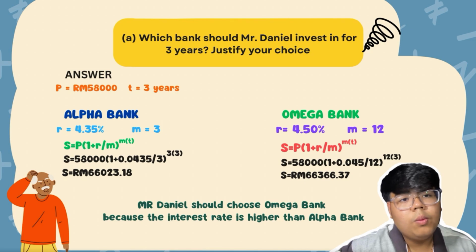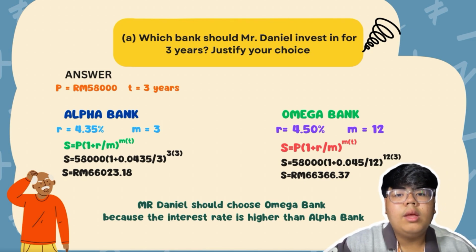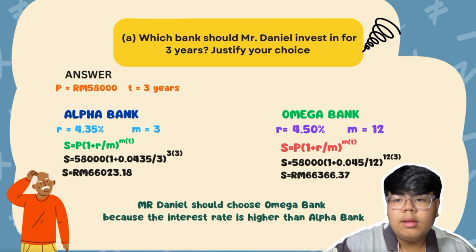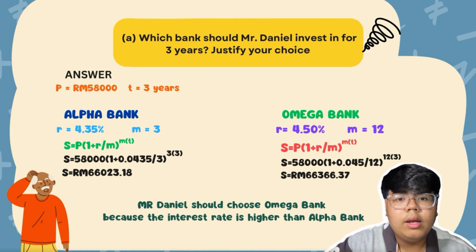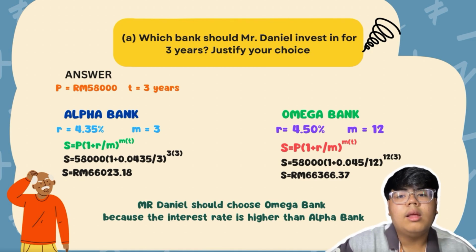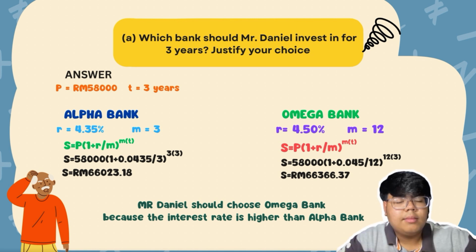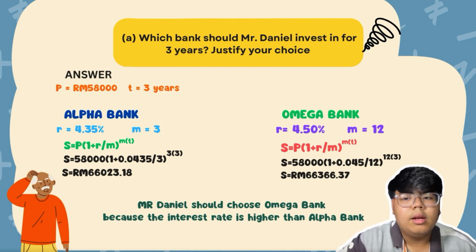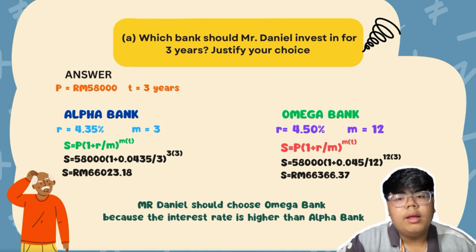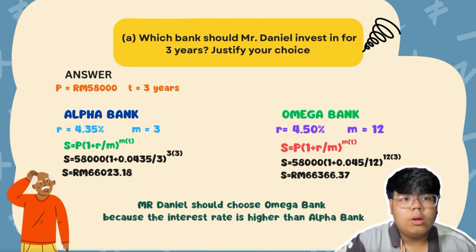After highlighting the information, we get the principal is 58,000, the interest rate is 4.35%, the compounding is 3 times in a year, and the time is 3 years. After that, fill in the information in the formula and we get the answer of 66,023 ringgit and 18 cents for Alpha Bank. We will do the same for Omega Bank, but we change the interest rate to 4.5% and the compound frequency to monthly, which is 12.